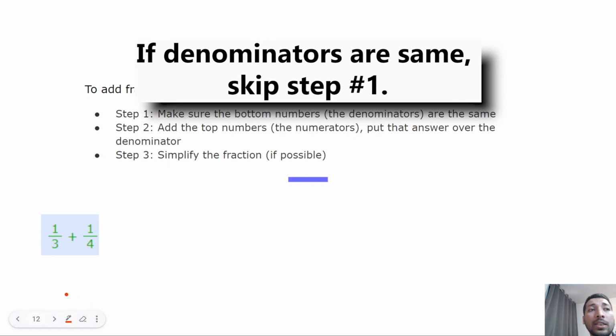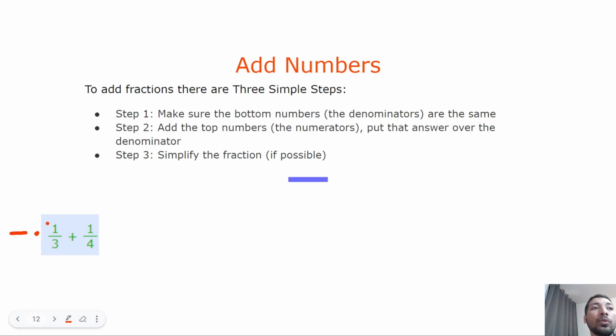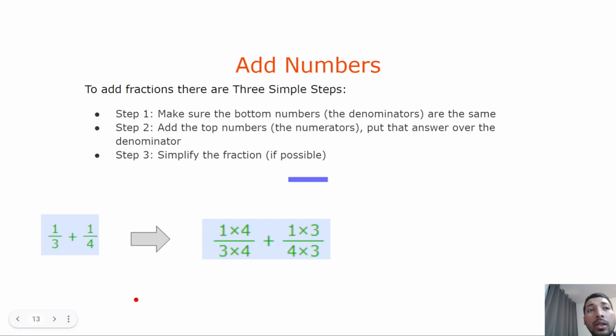Now here is a quick strategy. To make the denominator the same, we simply multiply each fraction with the other denominator. So multiply this fraction 1 over 3 with the other denominator, which is 4 and 4, and multiply this with the other denominator, which is 3 and 3. By doing this, we get the same denominator on each fraction.